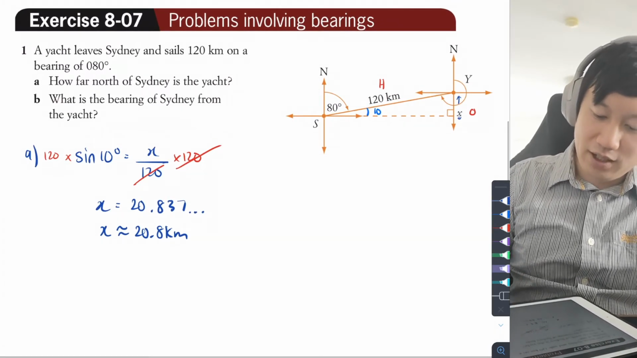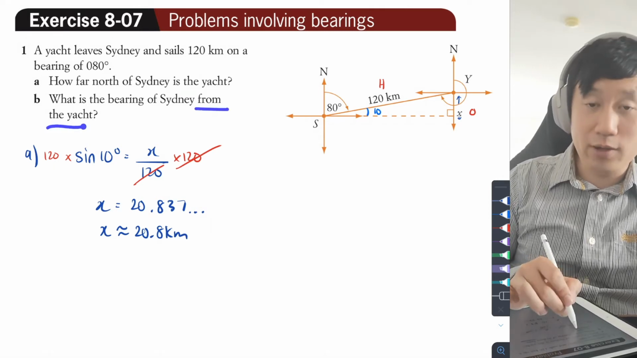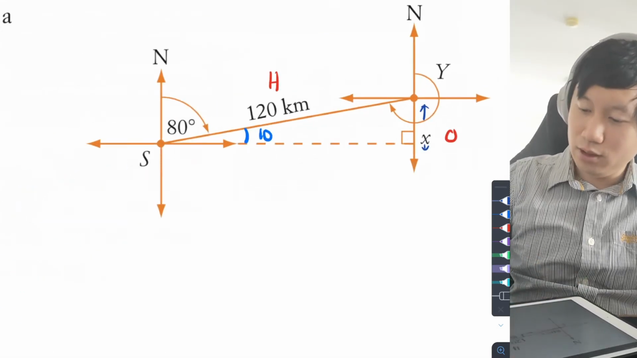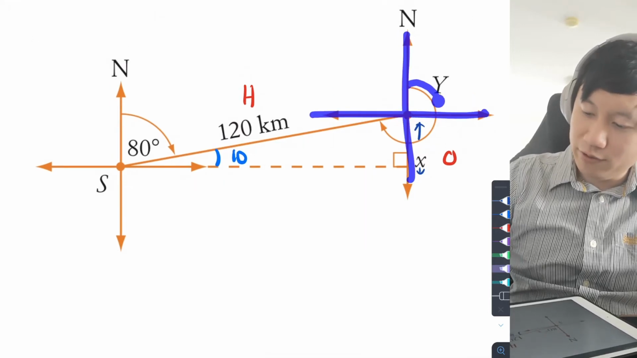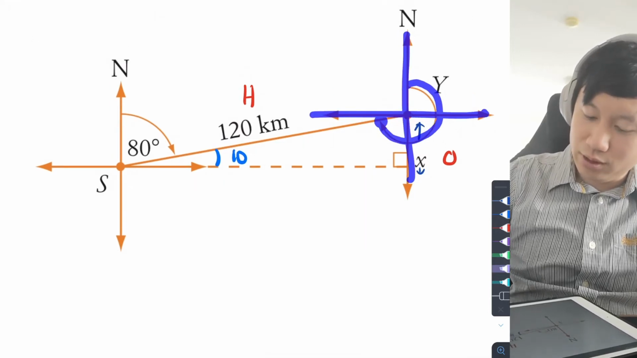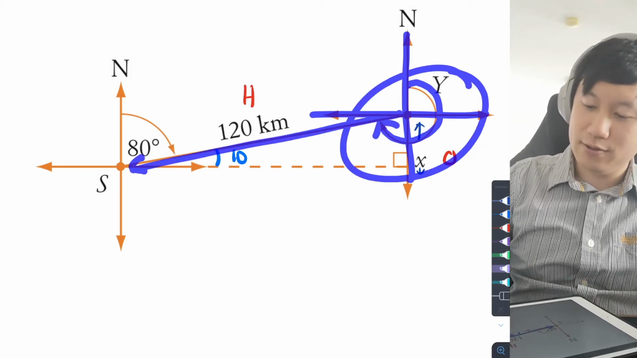Now, what is the bearing of Sydney from the yacht? So remember, the important word is where it's from. So I'm going to start from the yacht here. Look at that compass bearing. And from north, if I travel towards S in a clockwise direction, what angle is that?